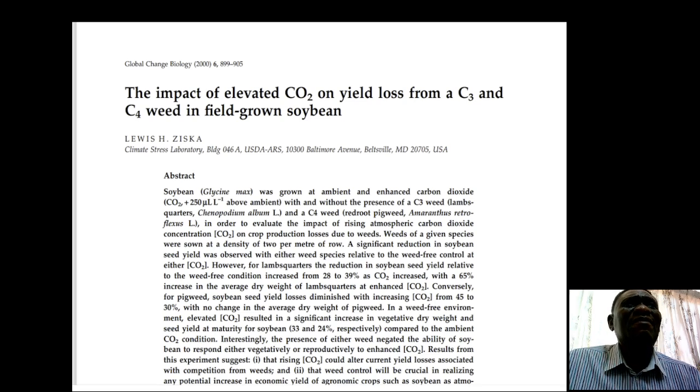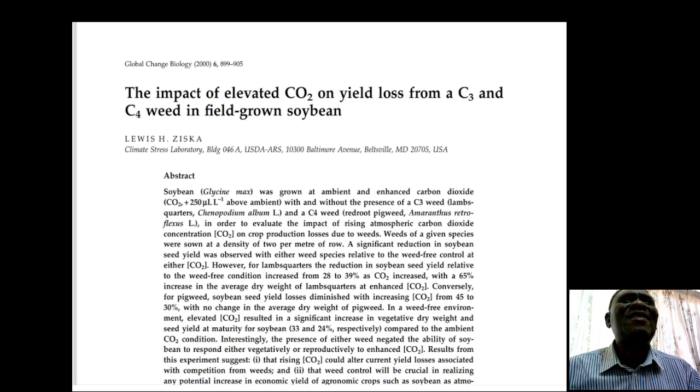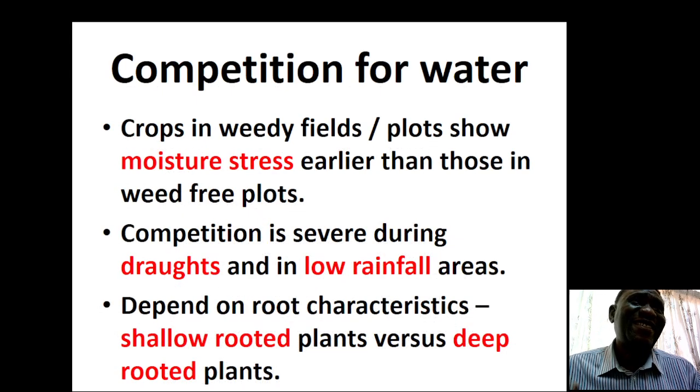Here's another paper, again under artificial conditions, where you deliberately increase carbon dioxide, and you see how this can impact on the competition. Probably this is just an academic exercise, if you may want to call it, but it will later on explain what is likely to happen to our crops in future, because carbon dioxide is increasing due to our activities.